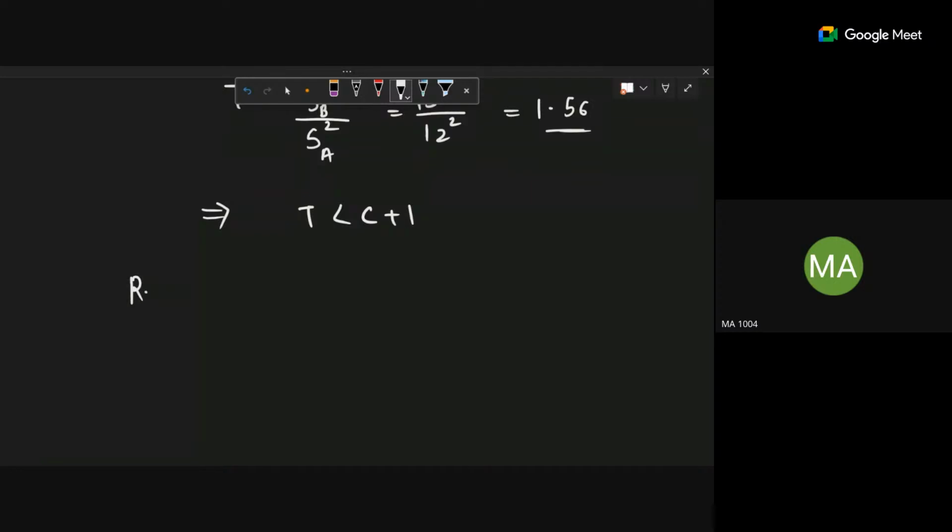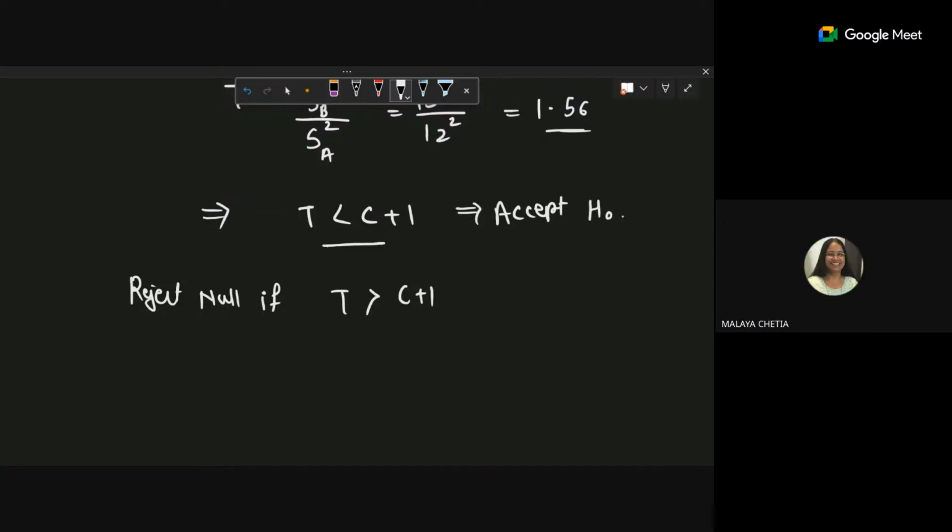We have said that we reject the null if T is greater than C plus 1, right? And we solved it and we got that T is less than C plus 1. That implies we will accept the null, right? Are you getting me? Yes, ma'am.